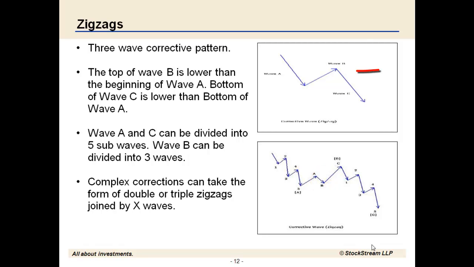Also, the top of wave B should be lower than the start of wave A, and the end of wave C should be lower than the end of wave A. Zigzags can also be part of complex corrections, joined by an X wave either to another zigzag pattern or to other corrective patterns.